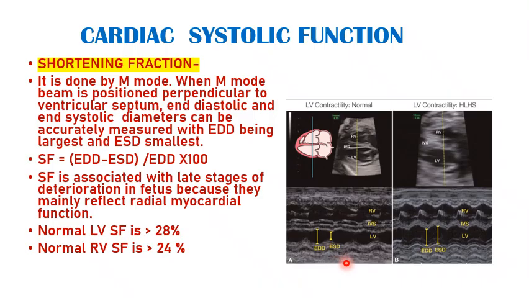Shortening fraction is associated with late stages of deterioration in the fetus because it mainly reflects radial myocardial function. Normally, LVSF is more than 28% and RVSF is more than 24%. Normally we can see EDD is more than ESD, and here in HLHS we can see they are almost equal. There is very little difference between the two, therefore decreasing the shortening fraction.